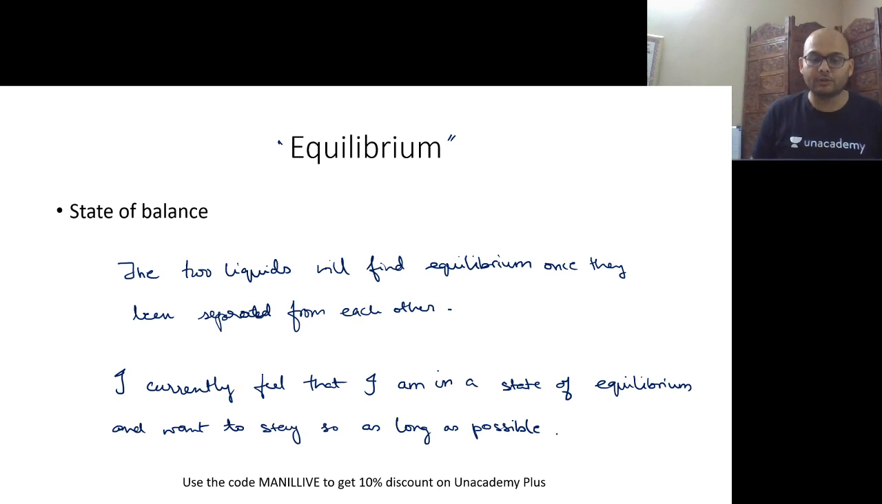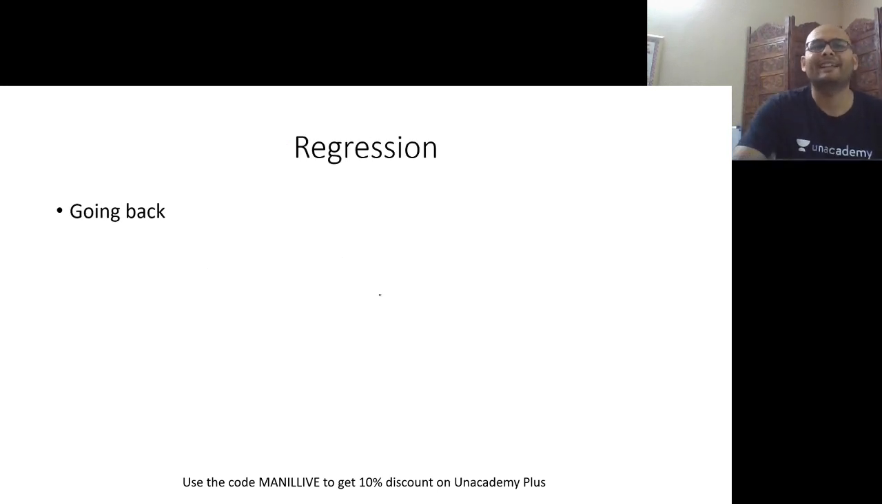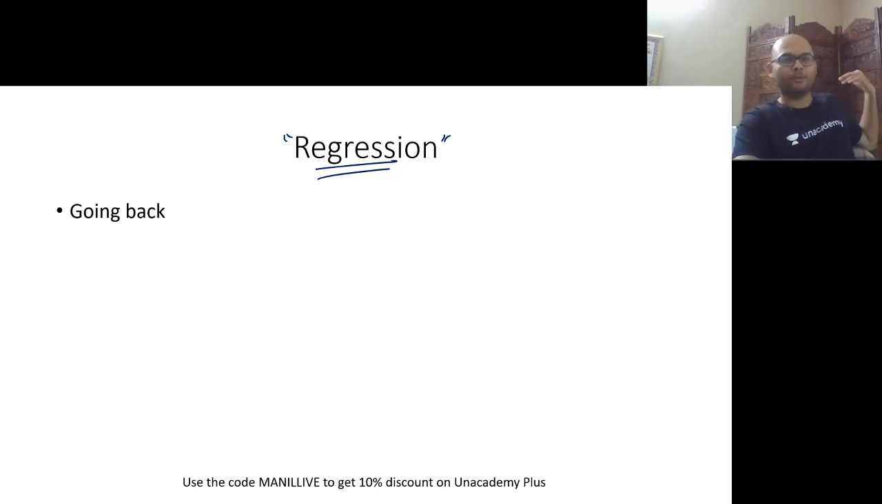All right, let's go to the next one, regression. Now this one's a very interesting word, and I think this is something that is very, very applicable to almost everyone today. Regression means going back. Now it doesn't mean going back on something that you said. Regression literally means that you are moving in the wrong direction. So instead of going forward, you're going backwards.